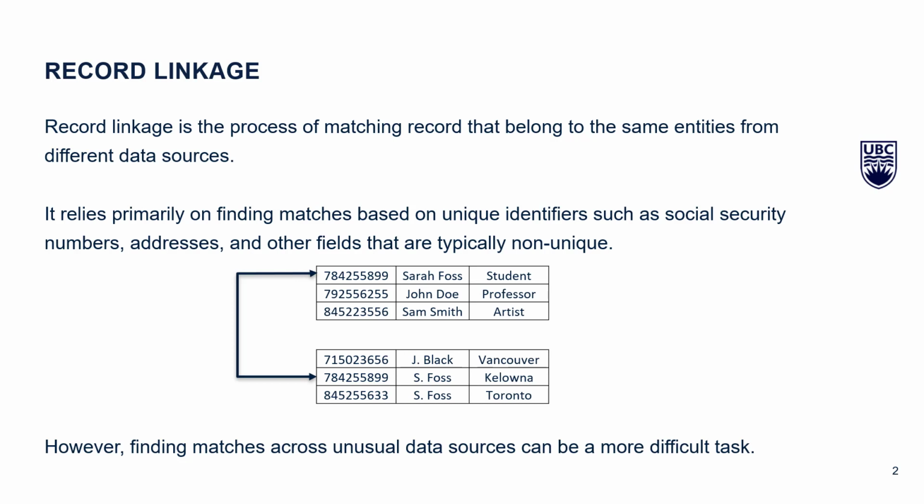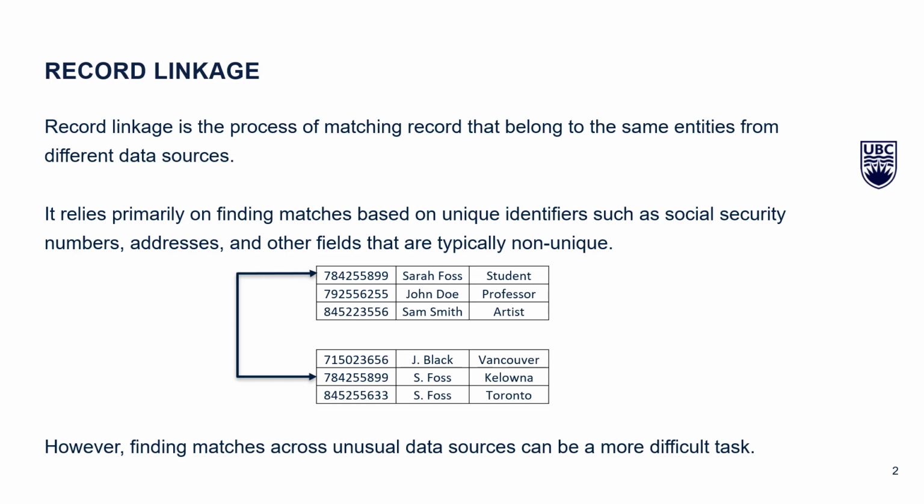So first of all, I want to discuss what record linkage is. Record linkage is the process of matching records that belong to the same entities in different data sources, so it relies primarily on finding matches based on unique identifiers. Common identifying attributes might be social insurance or social security numbers, addresses, or other fields that are typically non-unique.